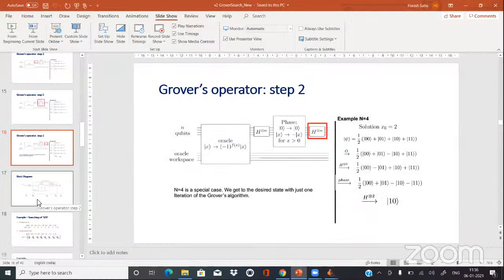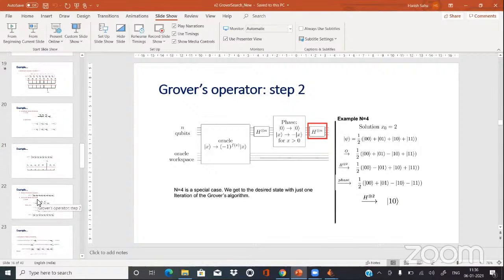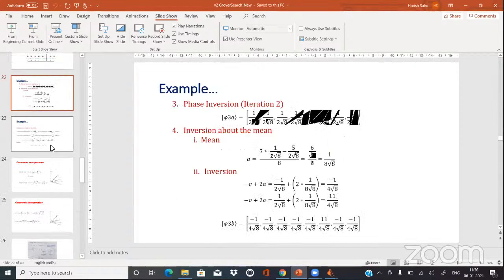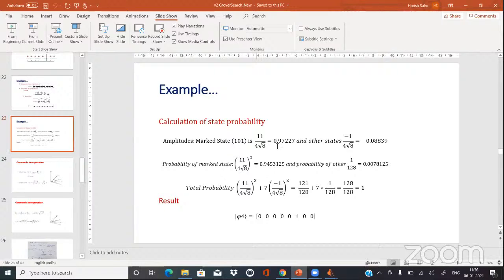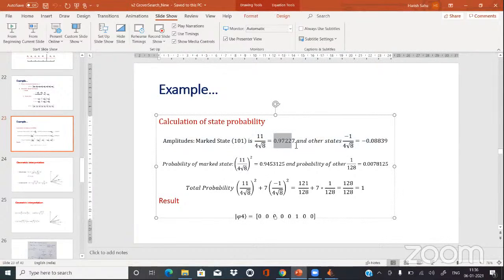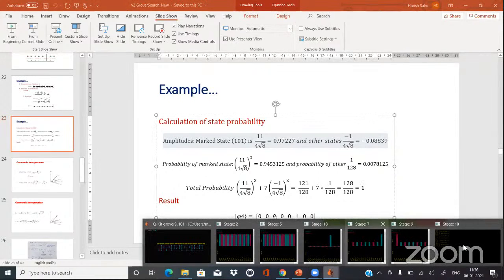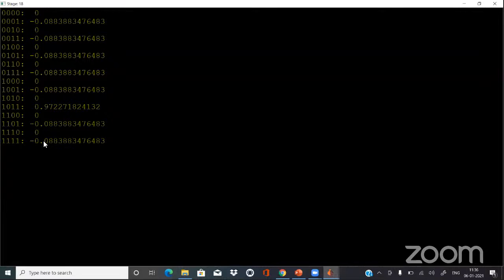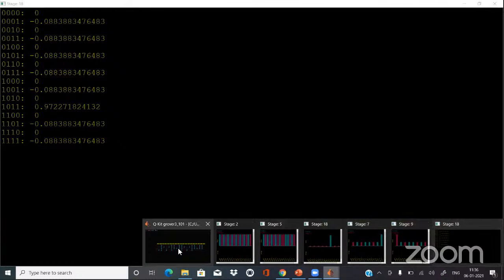So if we see our example, see here. After 2 iterations, this was the amplitude of the desired state. And what was it for the other states? That was minus 0.08. So if you see here, for other states, it is minus 0.088. Okay, so the same thing is happening here for the desired state, this much. And when we see the probability amplitude, okay, we can also see the probability amplitude of the final state.